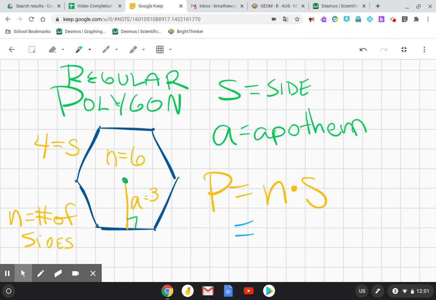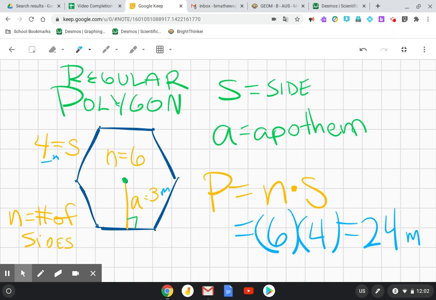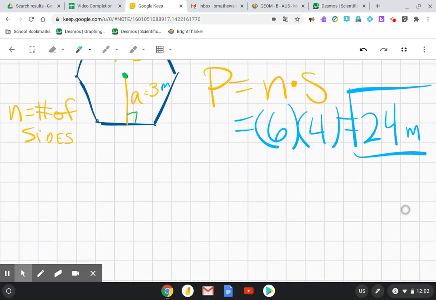And so my perimeter would be 6 times 4, and that would be 24. Let's just call these meters. 24 meters would be the perimeter of this figure. So again, the n is the number of sides, and the s is the side length. So there's our formula for a regular polygon perimeter.